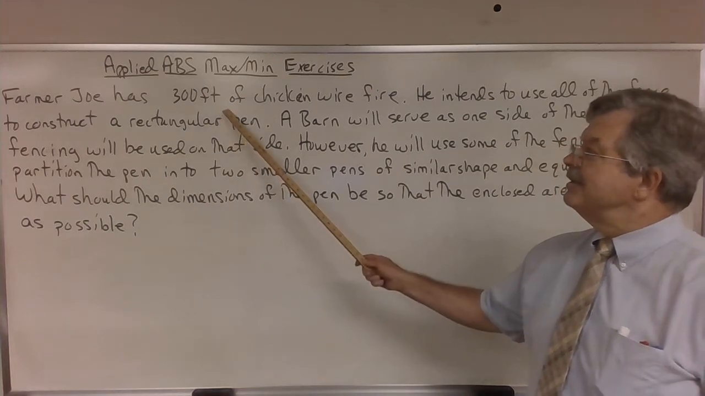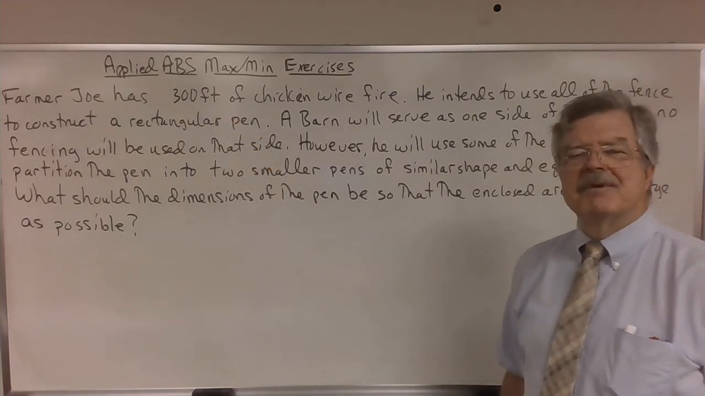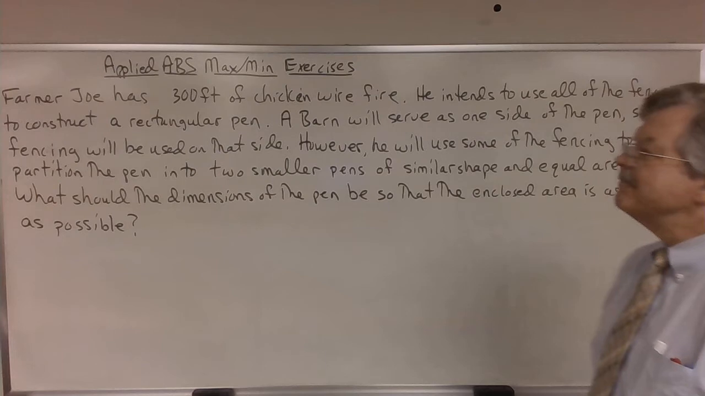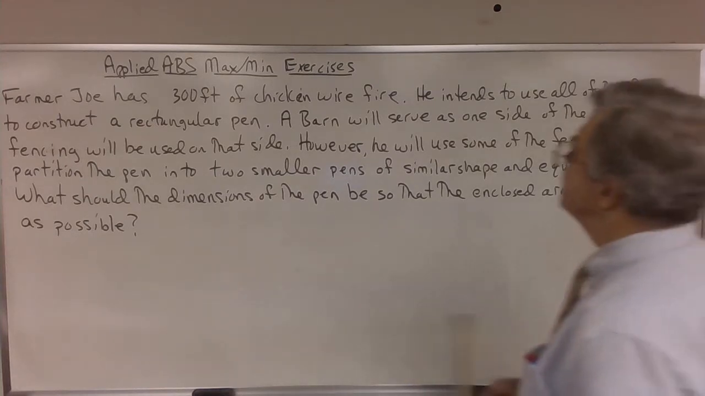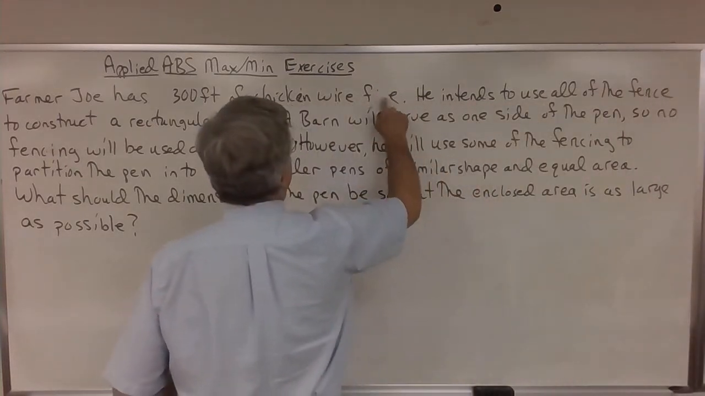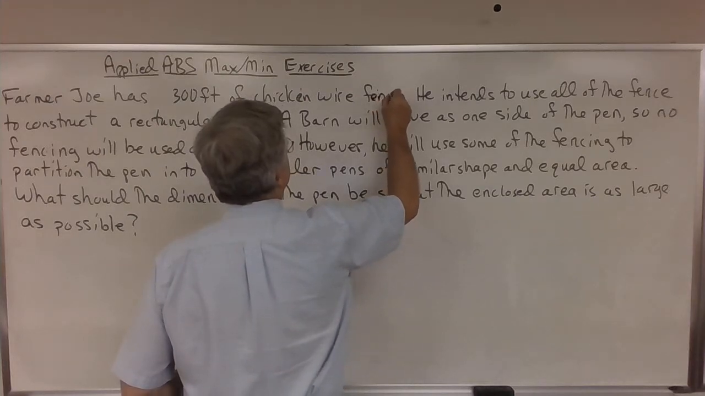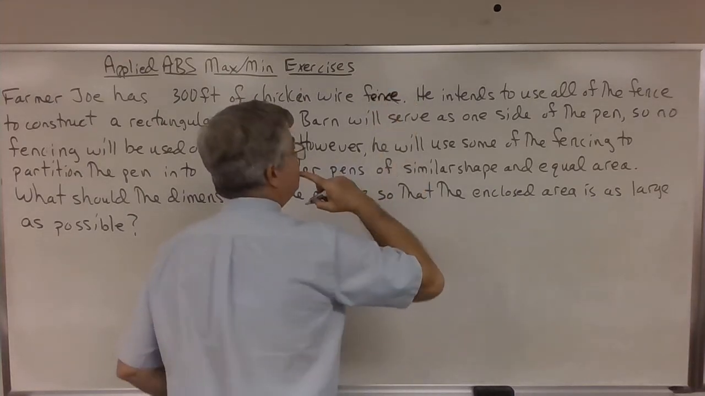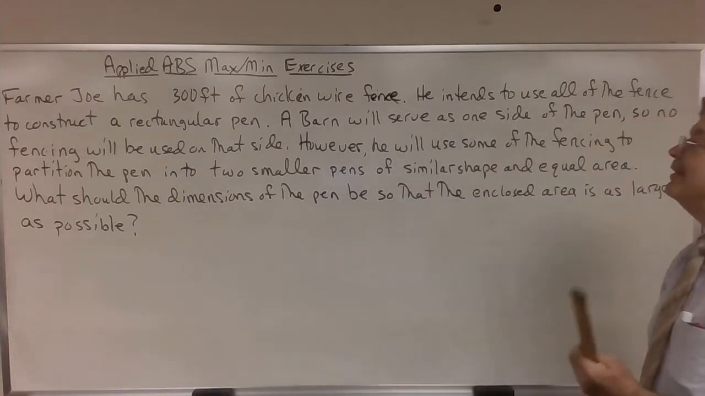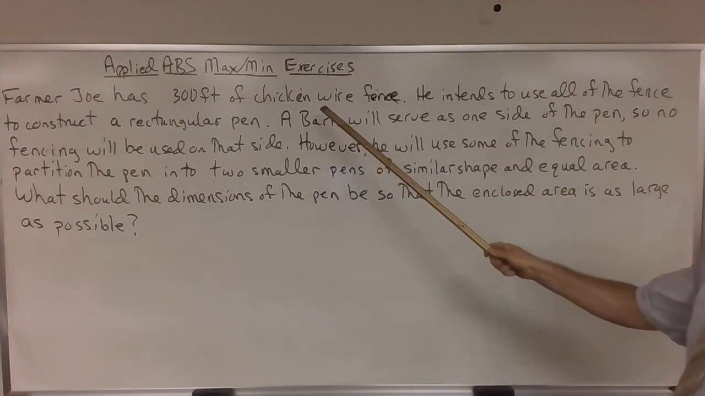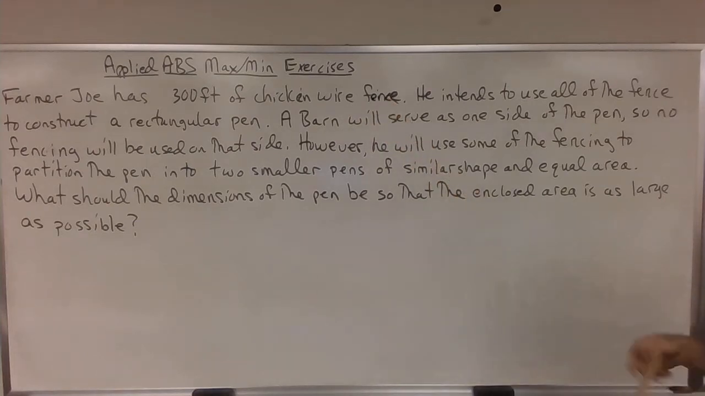Here's a typical applied maximum minimum problem. Farmer Joe has 300 feet of chicken wire. Chicken wire fire? No, I don't think so. You know something? I'm going to have to fire my proofreader. Okay. Farmer Joe has 300 feet of chicken wire fence.